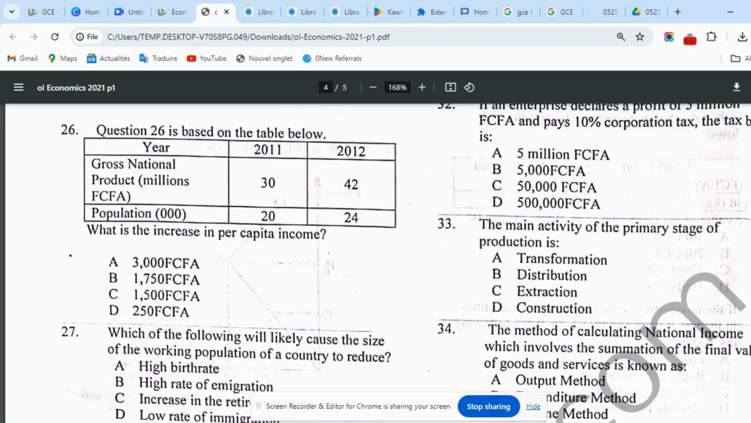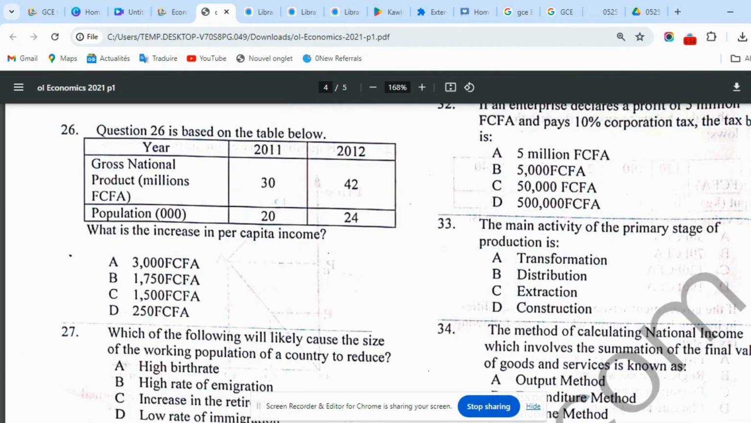The main activity of the primary stage of production is, so what is the main activity of the primary stage of production? It says transformation, distribution, extraction, construction. So primary stage of production, here the answer is C, which is extraction. So the primary stage of production is extraction because it's been extracted as raw materials, then sent for transformation. They can go to distribution.